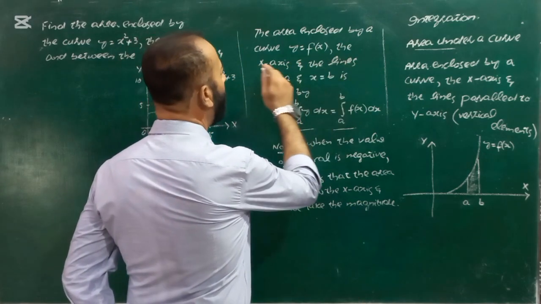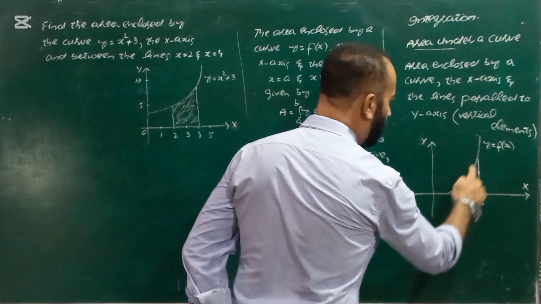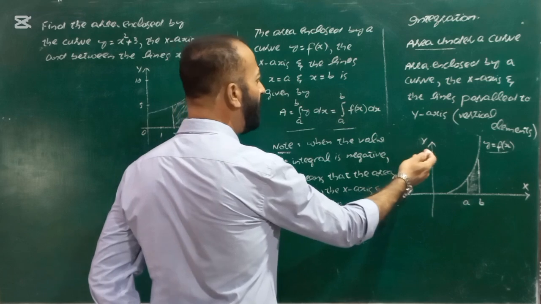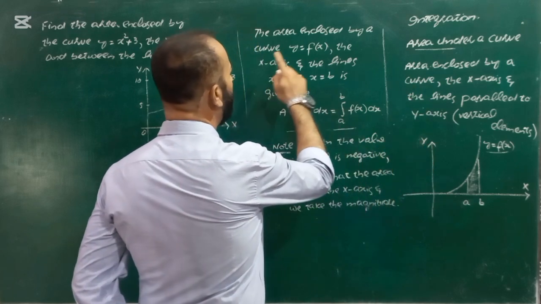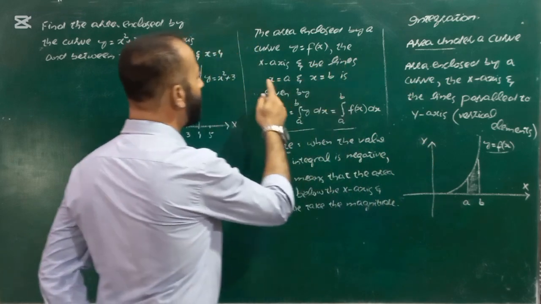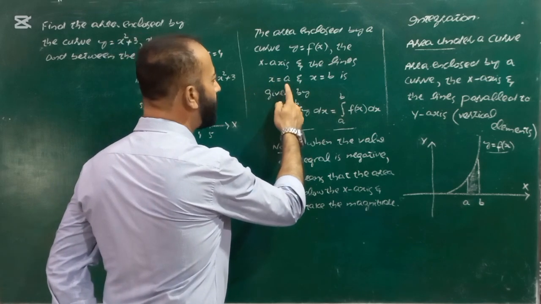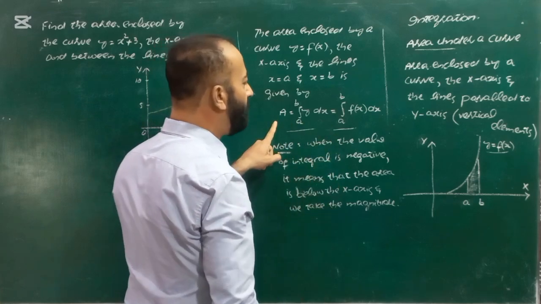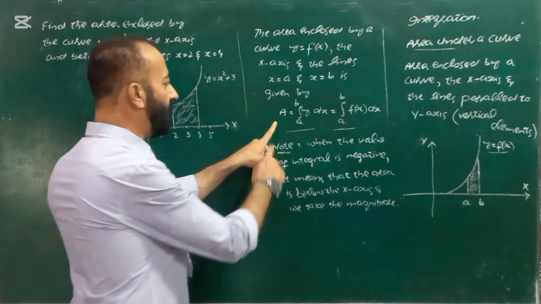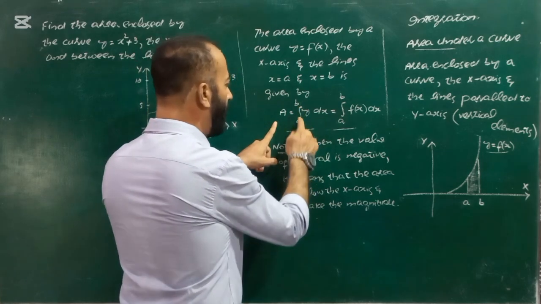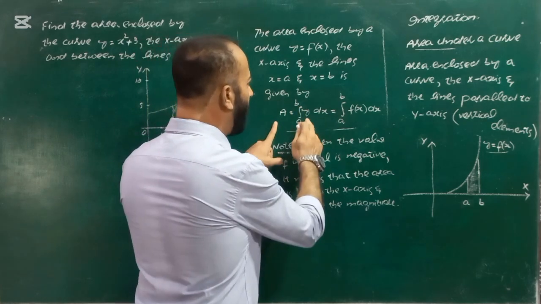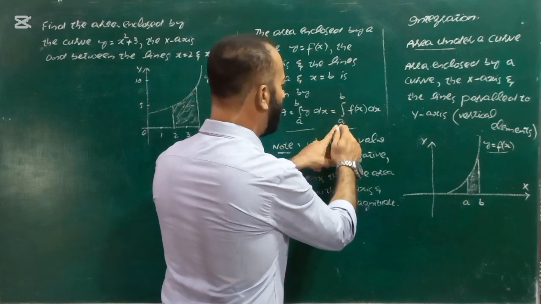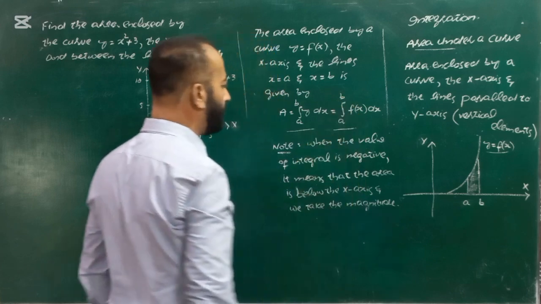The area enclosed by a curve y is equal to f(x). So the equation of the curve will be given. Then we will be required to find the area. The area enclosed by the curve y equals f(x), the x-axis and the lines x equals a and x equals b is given by, and this will be the formula that we will use to find the area. That is, A is equal to the integral of y dx, and the limit will be from a to b, and y is equal to f(x). So integral of f(x) dx with limits from a to b.